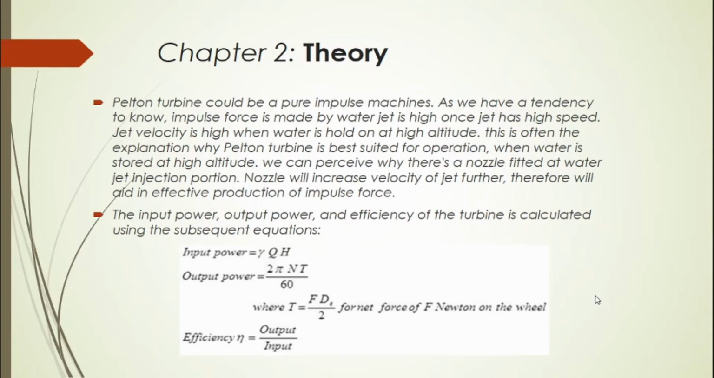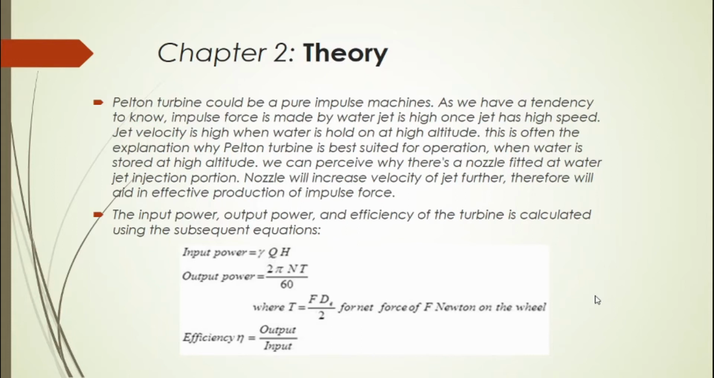First, I will explain chapter 2, which is theory. The Pelton turbine is a pure impulse machine, as we know. Impulse force made by the water jet is high when the jet has high speed. Jet velocity is high when water is held at a high altitude. This is the reason why the Pelton turbine is best suited for such operation.